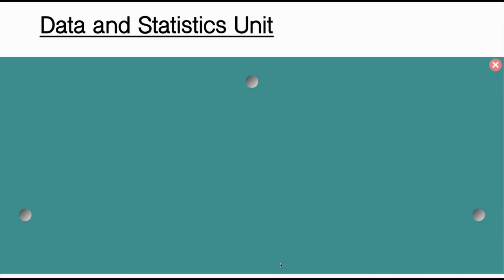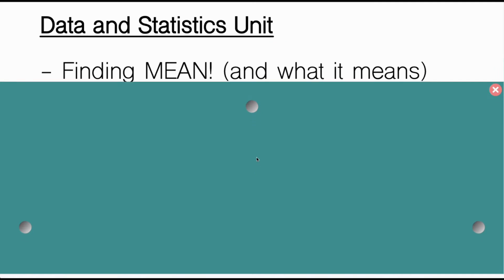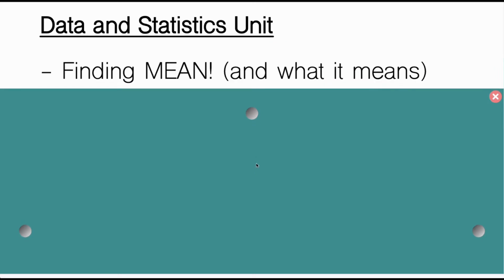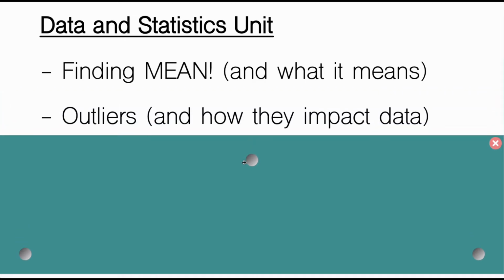All right. It's time for another data and statistics lesson. Just like yesterday, I'll start off by telling you where you should end up today. Today, you should end up being able to find the mean of a data set and know what it means. And beyond that, we're going to look at something called outliers, specifically not just what an outlier is, but how outliers impact a set of data. How do they influence a set of data? So let's get started.